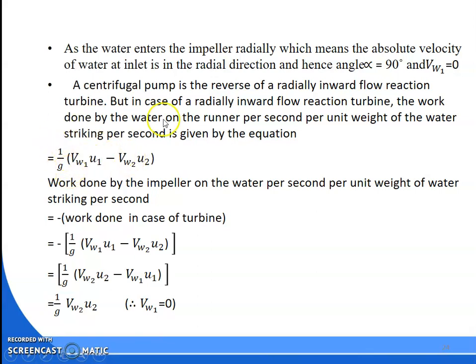What is the work done by the runner per second? That is 1 by g (VW1 U1 minus VW2 U2), that is runner power by water power. What is the runner power? Mass into (VW1 U1 minus VW2 U2) divided by rho g Q H. What is mass? Mass is equal to rho g Q H into V.